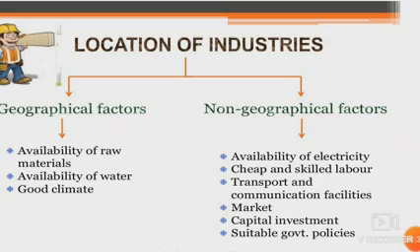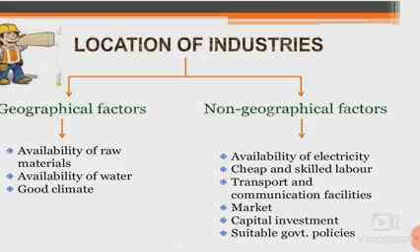Now the next topic is location of industries. Certain factors need to be considered before setting up any industry. Some of the important factors are geographical and non-geographical factors. Under geographical factors, availability of raw materials, availability of water, good climate, such factors come.